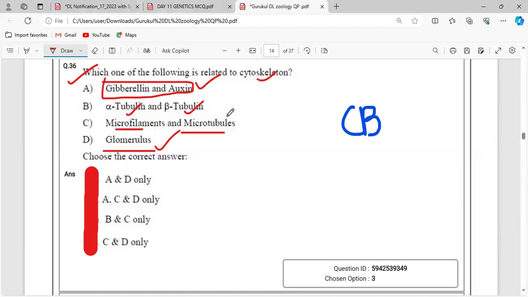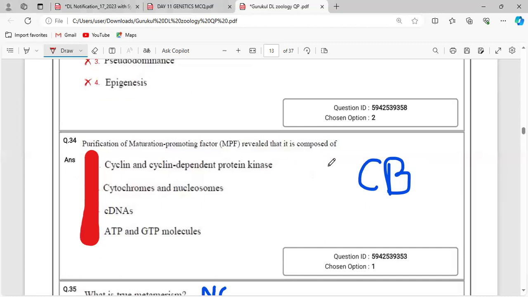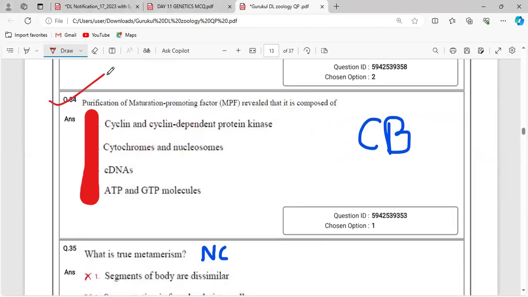And who is going to produce? Tubulin is the protein of which cytoskeleton? That will be the microtubules. Okay. That's all about the questions. And yeah, one more question is here.